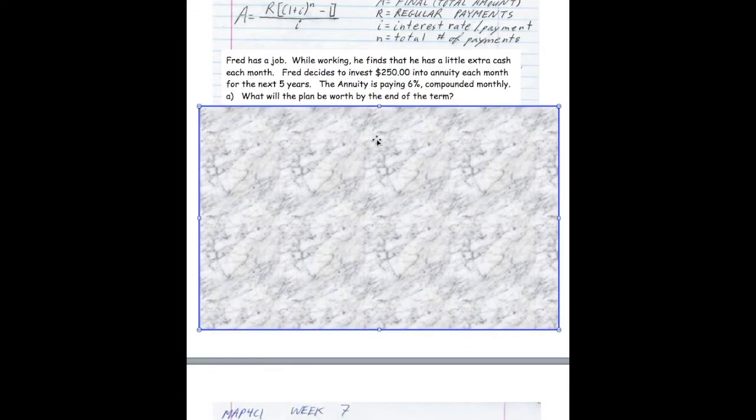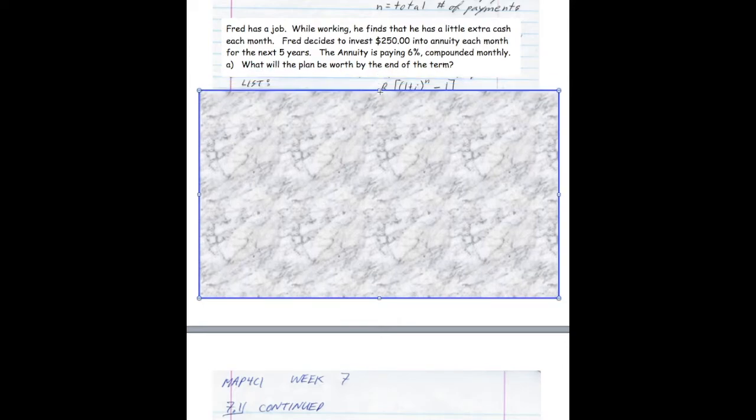Let's go for an example. Fred has a job. While working, he finds that he has a little extra cash each month. So Fred decides to invest $250 into an annuity each month for the next 5 years. The annuity is paying 6% compounded monthly. What will the plan be worth at the end of the term? Okay, so he's going to put in $250 once a month for the next 5 years. Let's see how this plays.